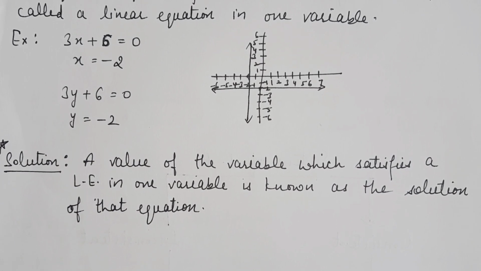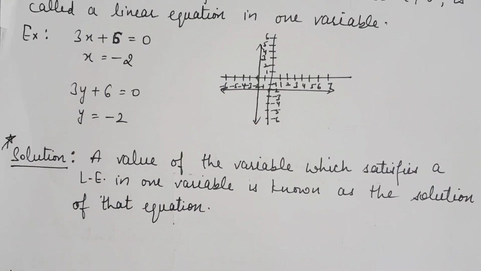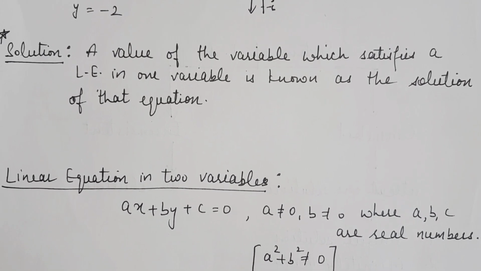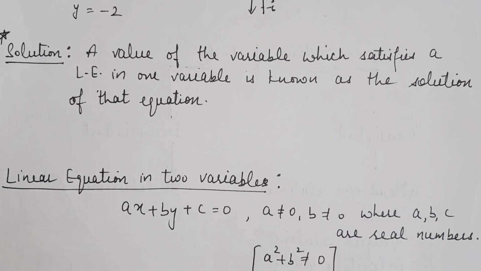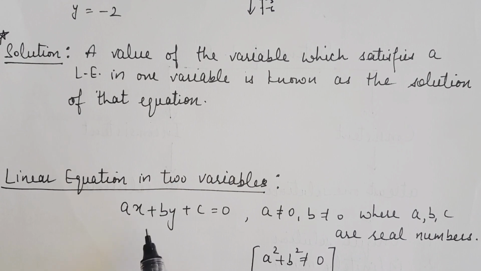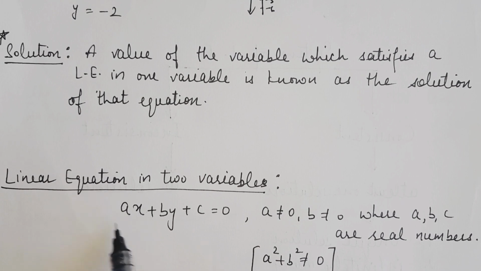Now this was the linear equation in one variable. Now we will discuss the linear equation in two variables. So the general form of the linear equation in two variables is ax plus by plus c equals to 0, where a, b, c are real numbers and a and b should be non-zero. Why is it so? Because if you take even one of them as 0, that part will vanish. Suppose a is 0, so this will become 0 itself.